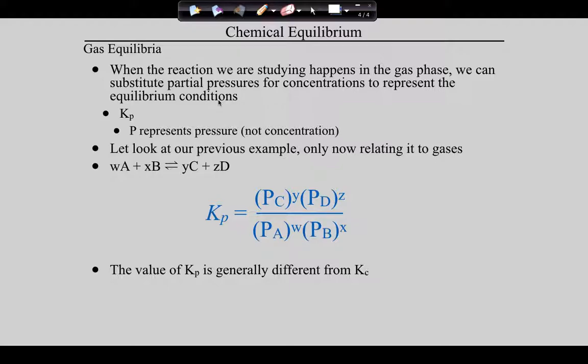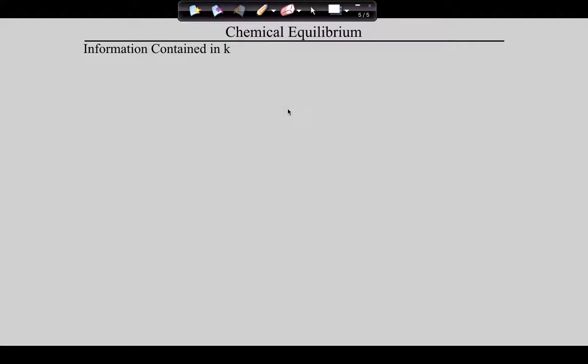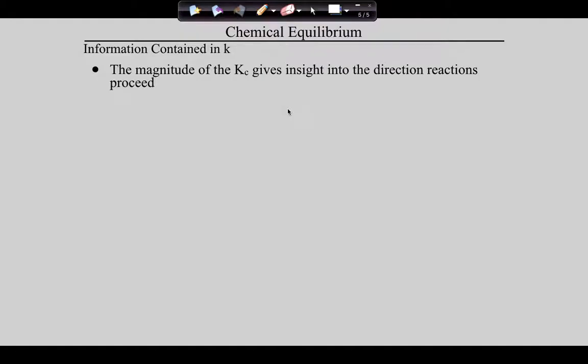So, first of all, guys, let's talk about the information that is contained in K values. You just calculated a K value. So what? What information is contained in these reactions? Well, the first thing we understand is the magnitude of Kc tells us the direction the reaction favors at equilibrium.